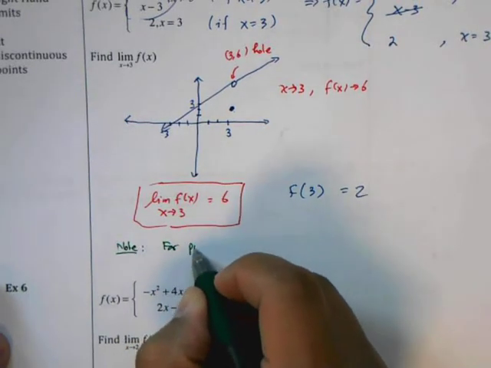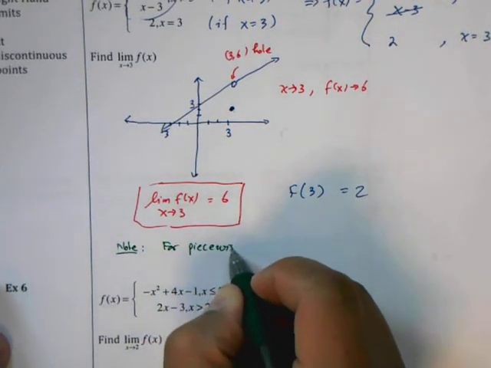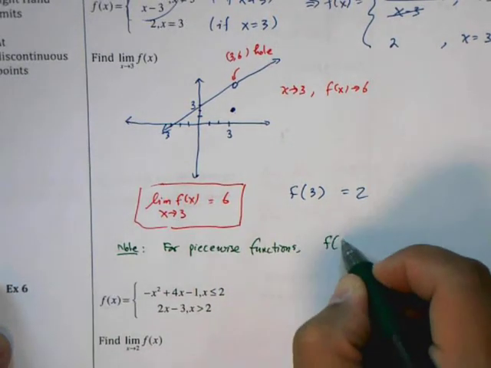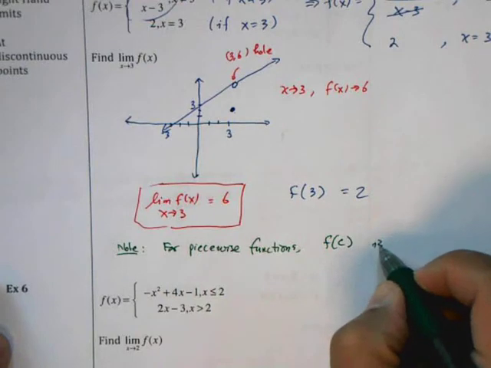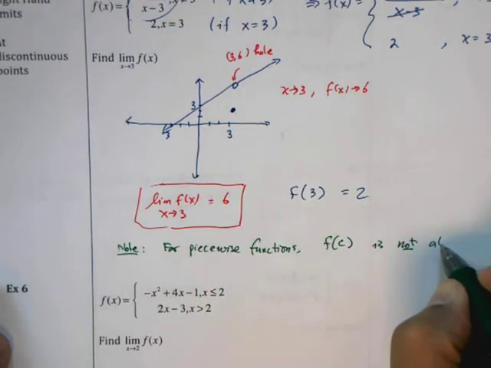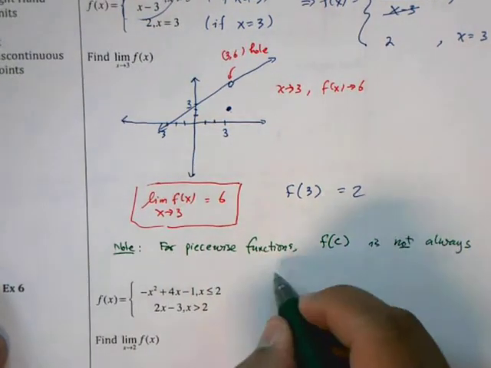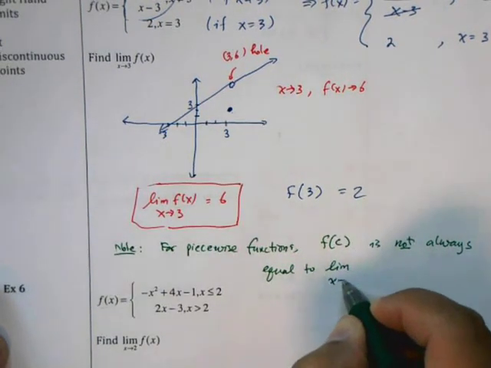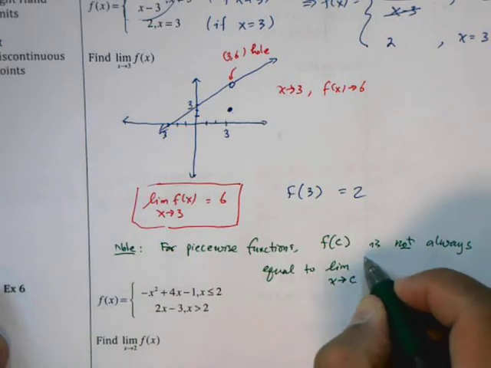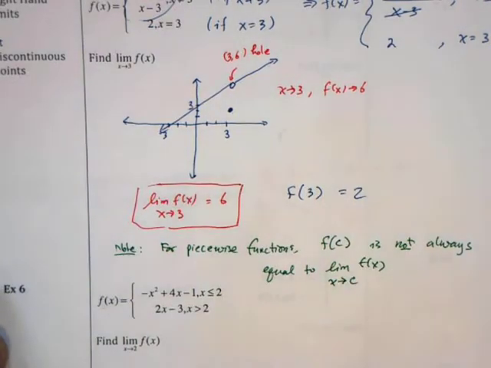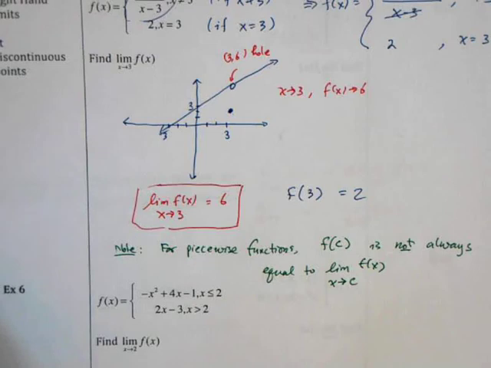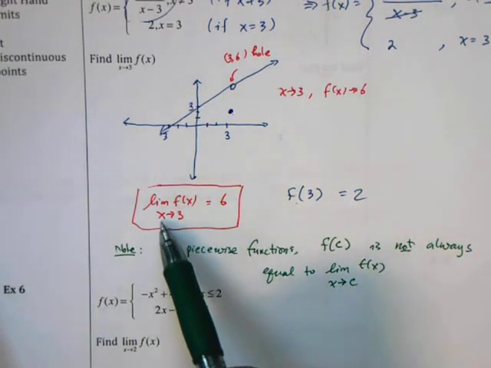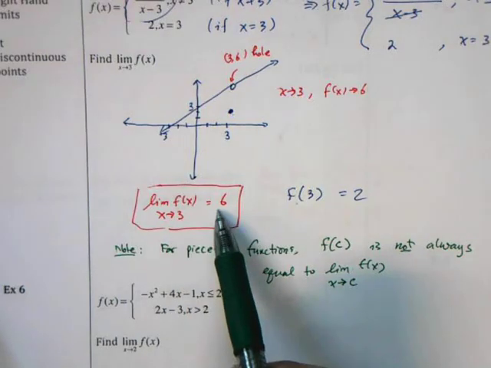Say that for piecewise functions, f of some number is not always equal to the limit as x approaches that number. Okay? So it could be equal to, but it's not always equal to. In this case, we can see that if you take f of 3, you get 2, but if you take the limit as x approaches 3, you actually end up with 6.